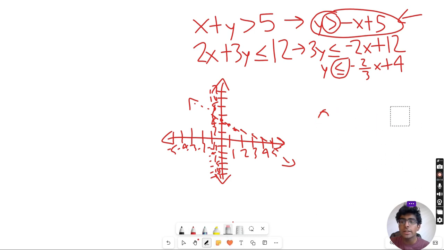So now we're going to plot our second line. And we're going to connect it with a solid line this time because it's a less than or equal to sign. So we're going to start with our y-intercept of 4. Up 2, to the left 3. Up 2, to the left 3. Down 2, to the right 3. Down 2, to the right 3. All right, so something like this. Apologize, my lines aren't the best, guys, but that is what we are dealing with here.